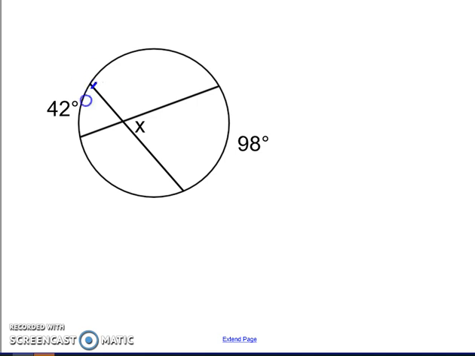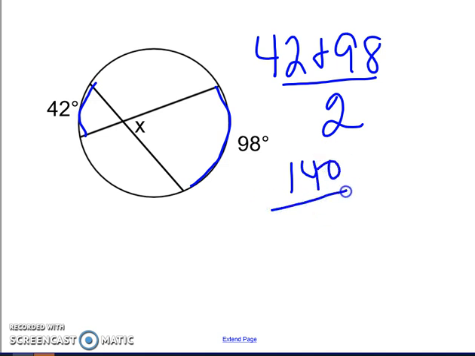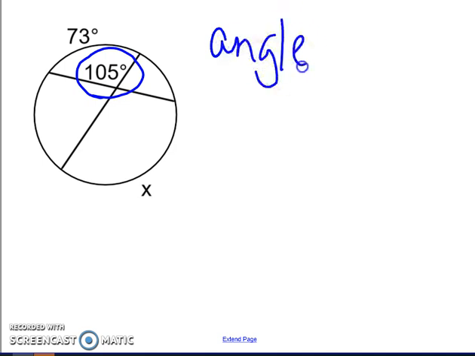All right, so the arcs I'm using are the 42 and the 98. I'm going to average those vertical arcs. So 42 plus 98 divided by 2 gives me 140 divided by 2, which is 70. So my angle in the middle is 70 degrees. All right, next question. Now remember, this time we know the angle already. So plug your information into your formula and then pause your video.